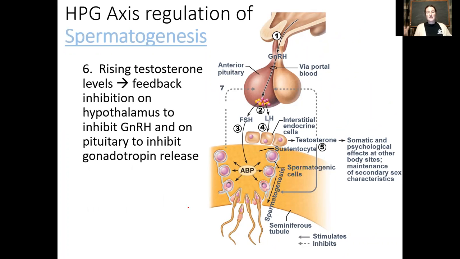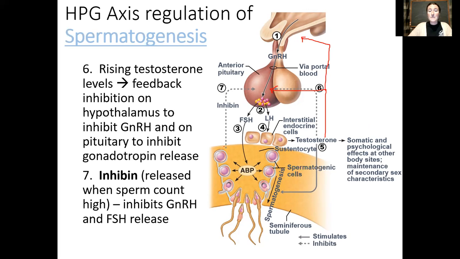And so this entire axis is regulated by negative feedback, just like all of the other axes that we've talked about. We see that a lot of testosterone is going to inhibit the anterior pituitary and also, to an extent, the hypothalamus itself. Inhibin from the Sertoli cells, or the sustentacular cells, is also going to exert direct negative feedback.